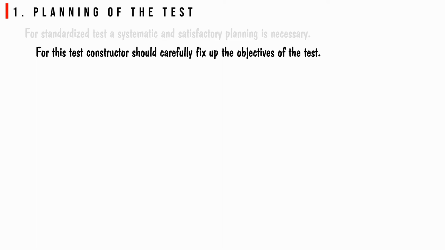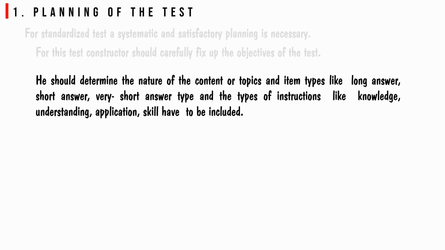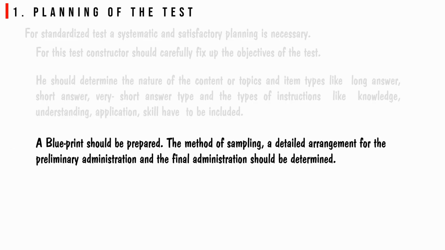Planning of the test. For a standardized test, systematic and satisfactory planning is necessary. For this test, the constructor should carefully fix the objectives of the test. He should determine the nature of the content or topic and item types like long answer, short answer, very short answer type, and the types of instruction like knowledge, understanding, application, skill that have to be included. A blueprint should be prepared.